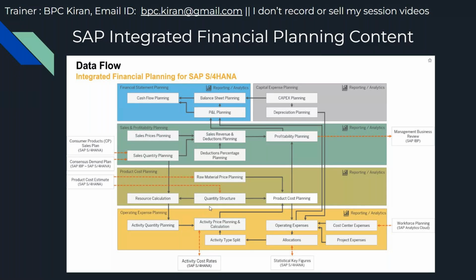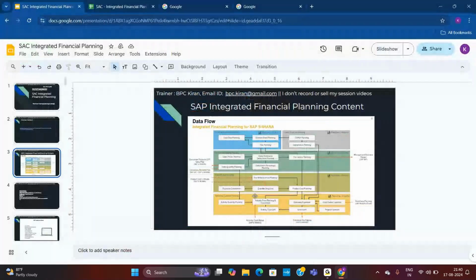Is there any script we need to write? Scripts are there. Advanced formulas are scripting only. Is it JavaScript? JavaScript is for custom applications, analytics designer. But for the calculations within planning, we have scripting. That is separate. Both are different. Is it language specific? No, it is SAC-specific scripting. It's understandable and easy. Okay.